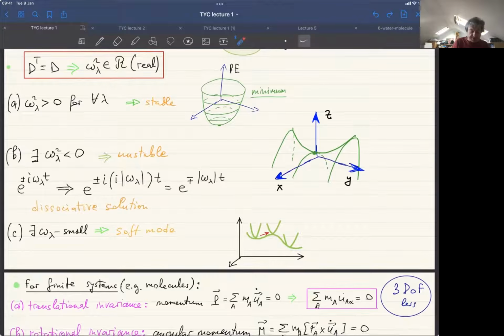Another situation could be that all omega squares, the eigenvalues of the dynamical matrix, are positive, but some of them are very small, which means that the potential energy surface in that direction is very, very flat, which is called a soft mode. It is expected that the barrier to escape from that minimum is small, and therefore the rate of transition out of that minimum would be significant.